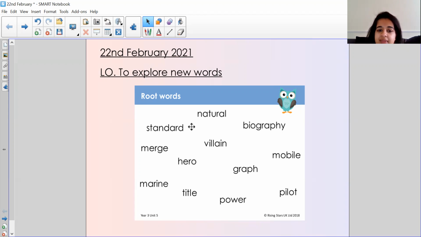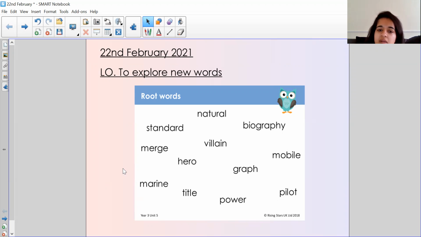Okay, so these words that we have right here, we're going to work on adding either prefixes or suffixes. I'm not going to tell you yet. We're going to add a group of letters to it to change the meaning of them. But before we do that, let's just have a read through. So we've got natural, standard, biography, villain, merge, hero, mobile, graph, marine, title, power, and pilot.